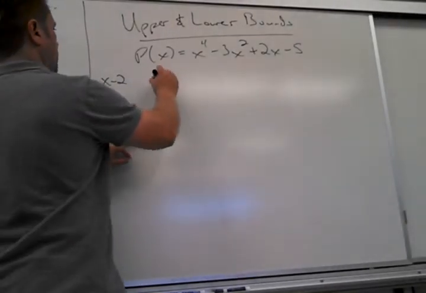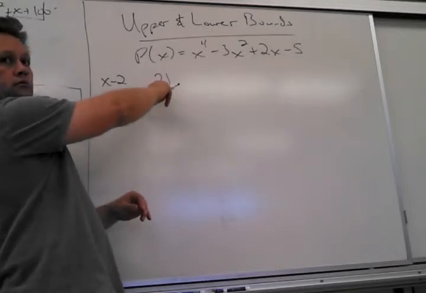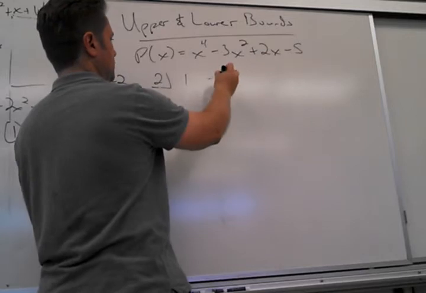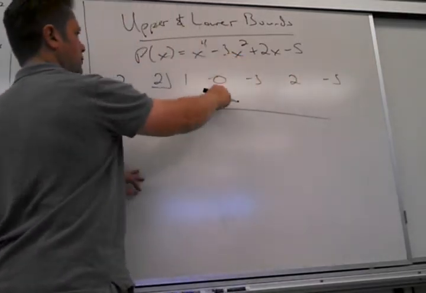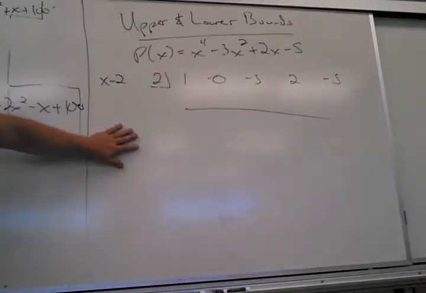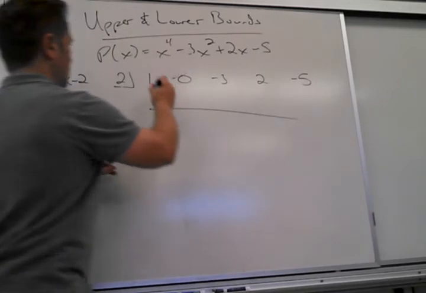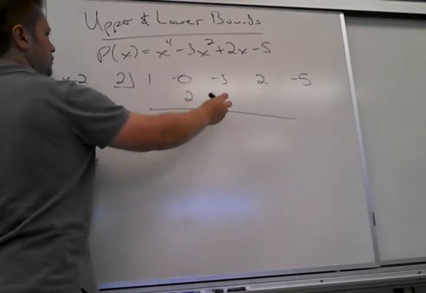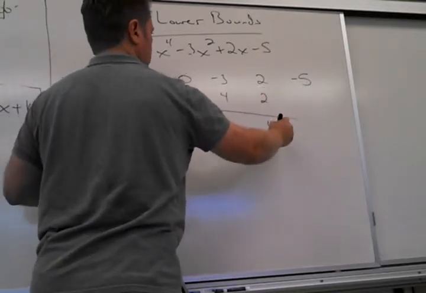So if you're expecting it to go in evenly, I'm sorry. So obviously in the penalty box goes 2, right? Then you have 1. What do you have to put here? Be careful. 0. Good. Negative 3, 2, negative 5. We didn't have any x cubed, so I have to represent that. So I get 1, 2, 2, 4, 1, 2, 4.